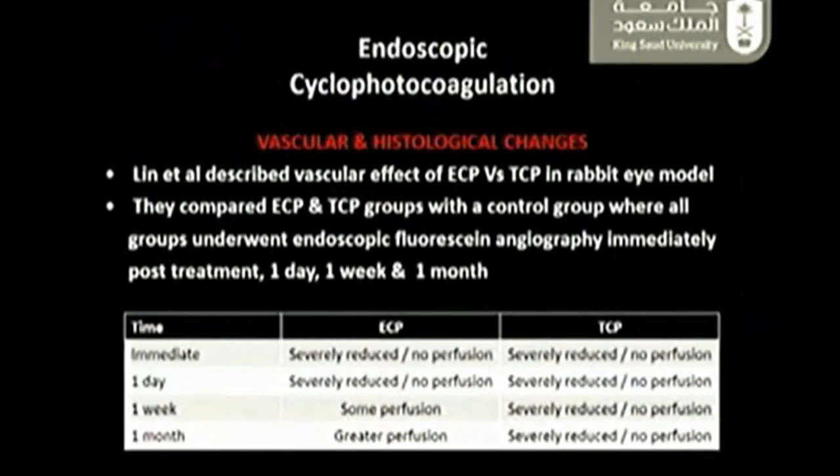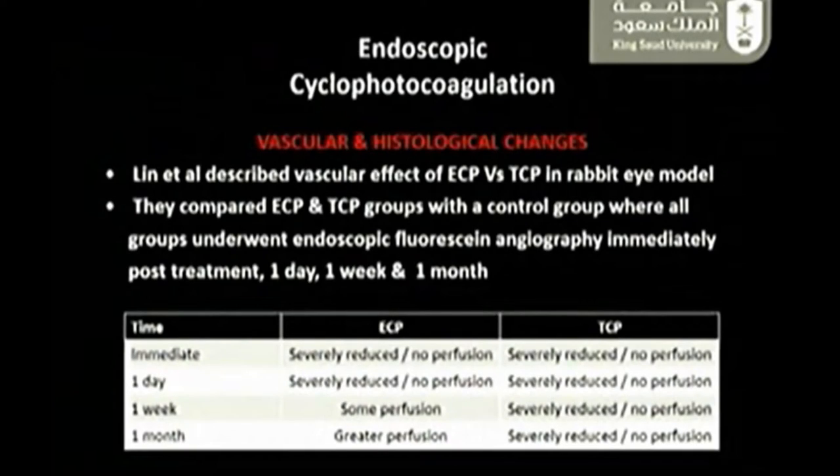This is just a small comparison of the vascular and histopathologic changes between endoscopic cyclophotocoagulation and transscleral diode laser cyclophotocoagulation, which was described by Lin. They compared ECP and TCP groups with the control group, where all the groups underwent endoscopic fluorescein angiography immediately post-treatment, at 1 day, 1 week, and 1 month.